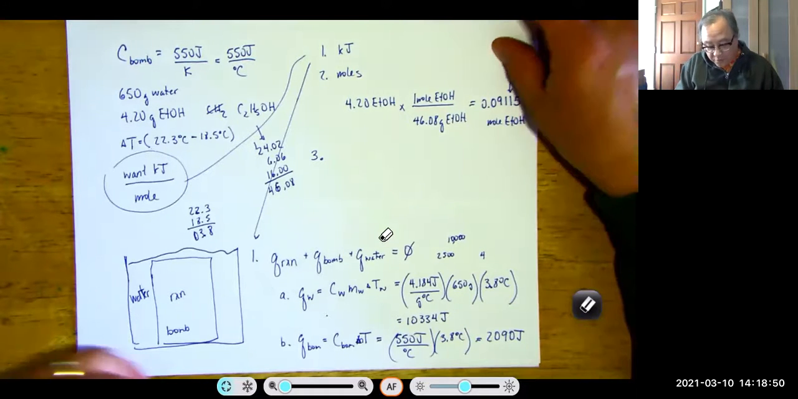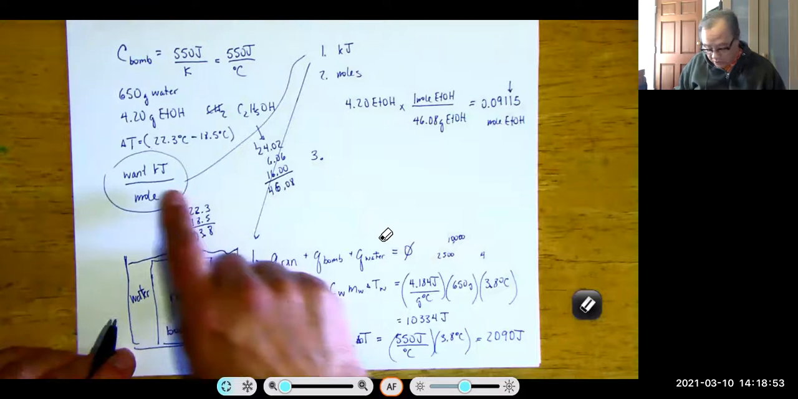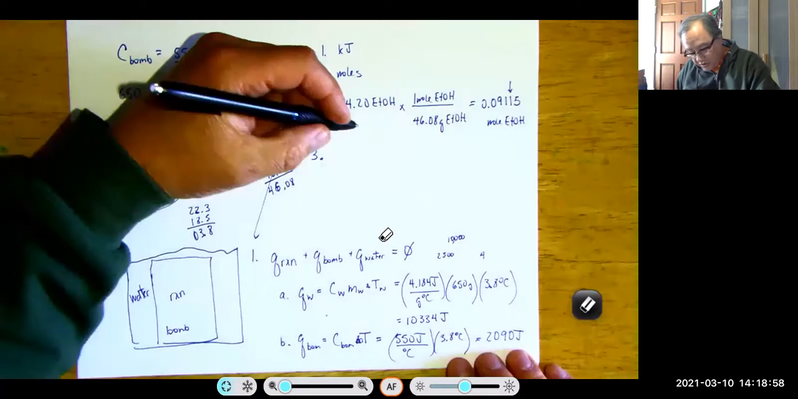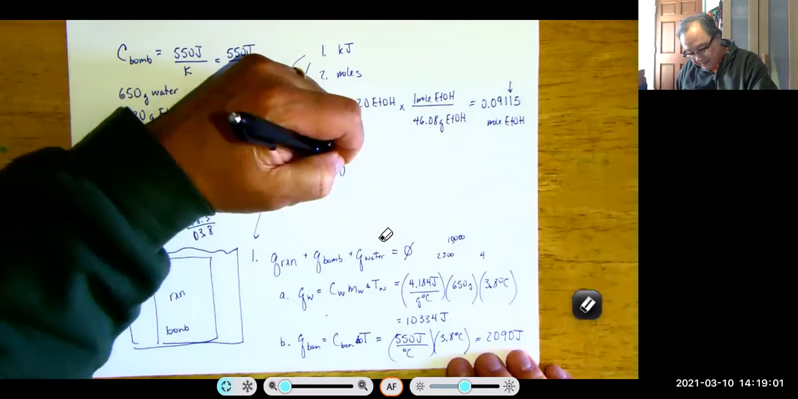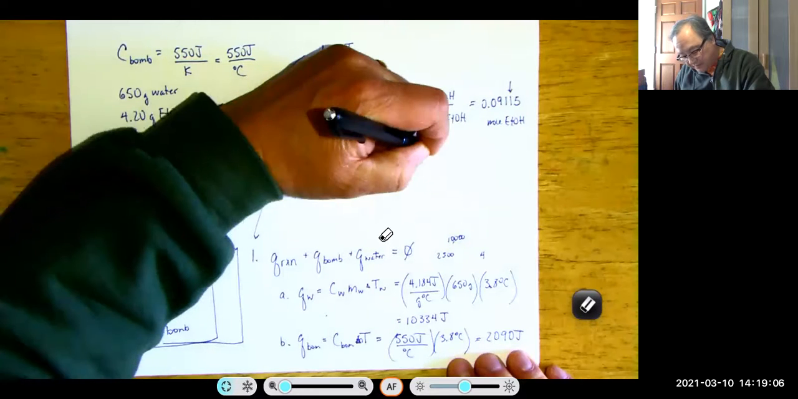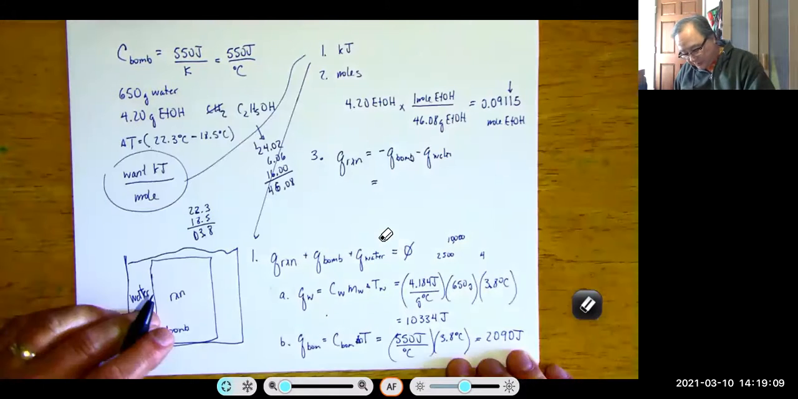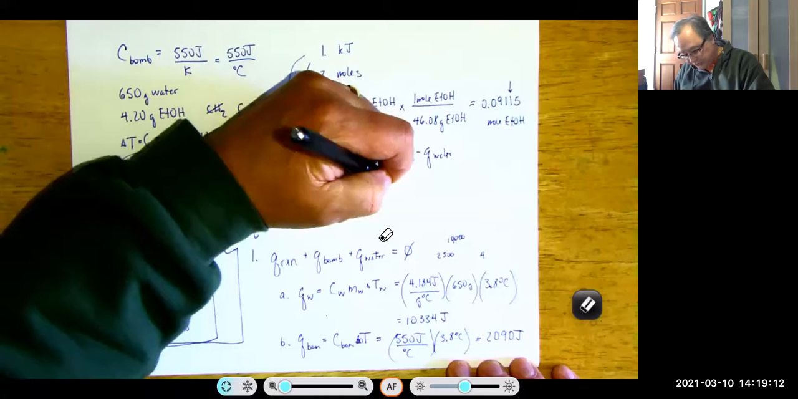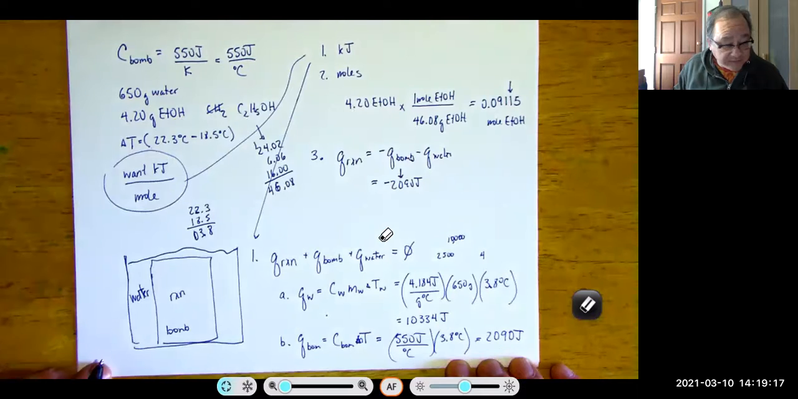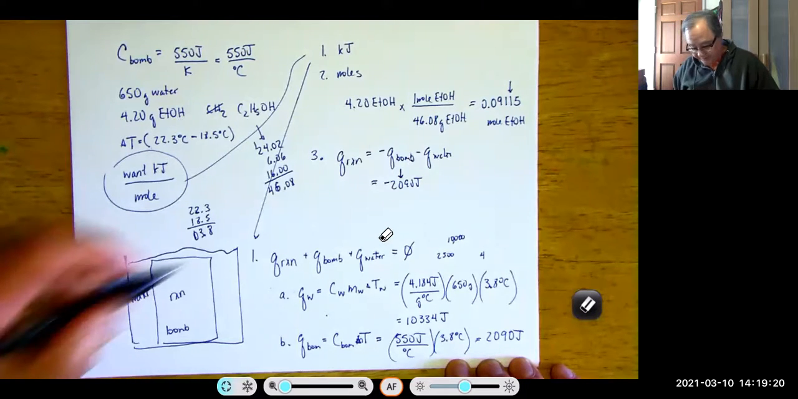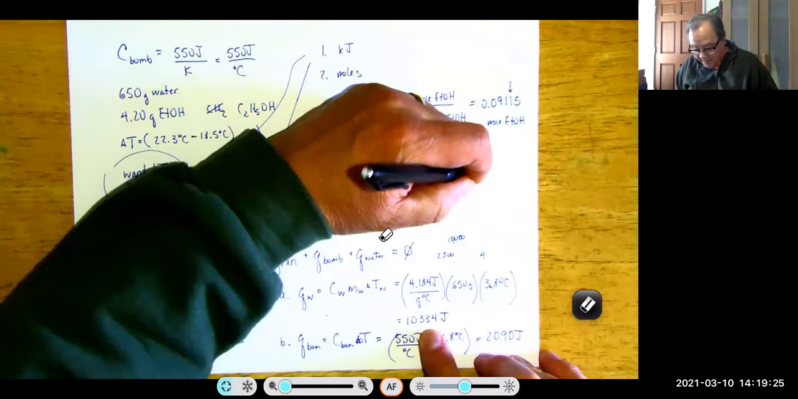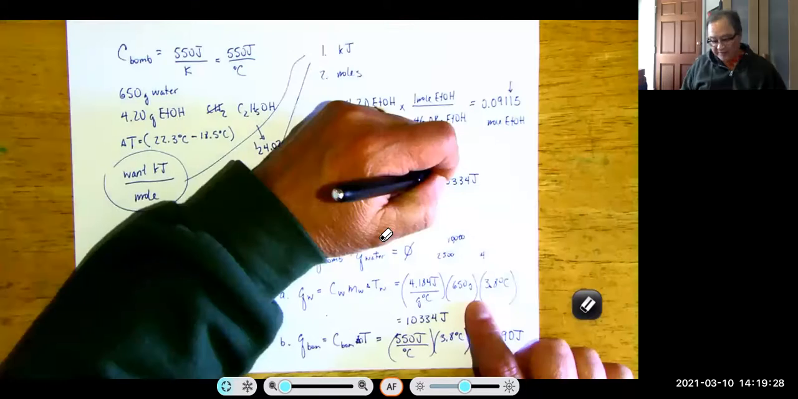Okay, for number 3, since we want kilojoules per mole, we can now take this, well, there's a trick. Q of the reaction is negative Q of the bomb minus Q of the water, which is equal to negative 2090 joules, which should be rounded at that 0, the first 0, minus 10,334 joules, which should be rounded at that 0.